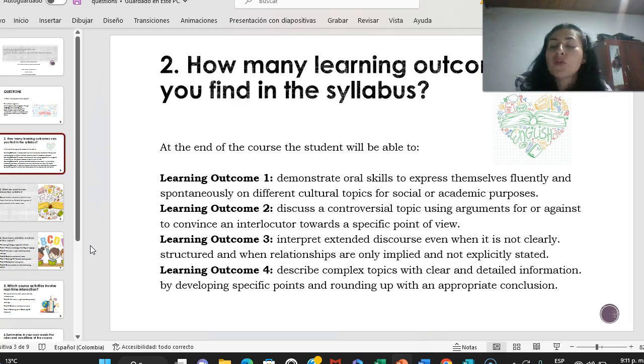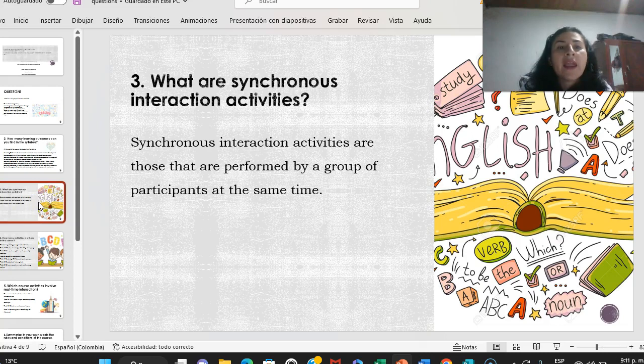Learning outcome 4. Describe complex topics with clear and detailed information by developing speaking points and rounding off with an appropriate conclusion. Number 3. What are synchronous interaction activities? Synchronous interaction activities are tools that are performed by a group of participants at the same time.